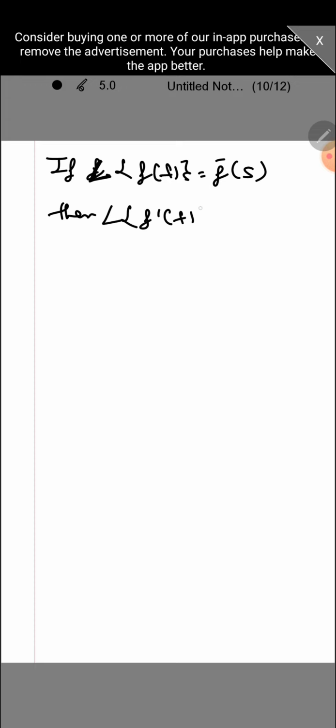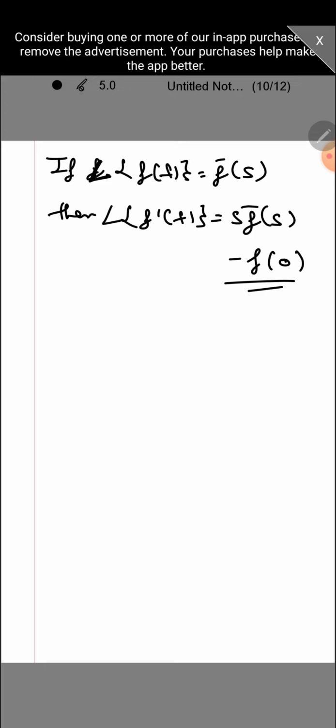So if L of f(t) equals F bar(s), then the Laplace transform of the derivative of that particular function is given as s times F bar(s) minus f(0). Clear? Got it? I guess so.